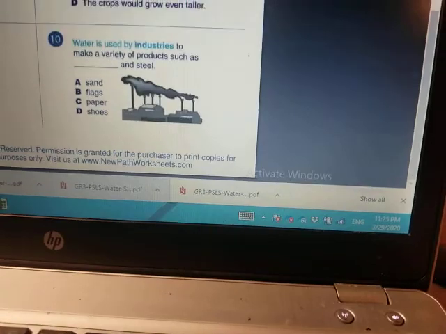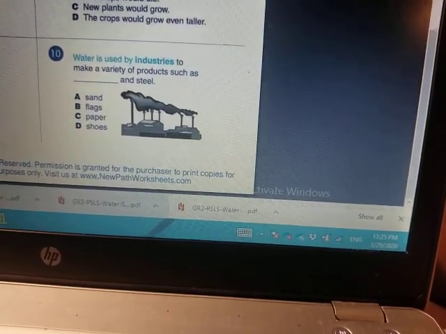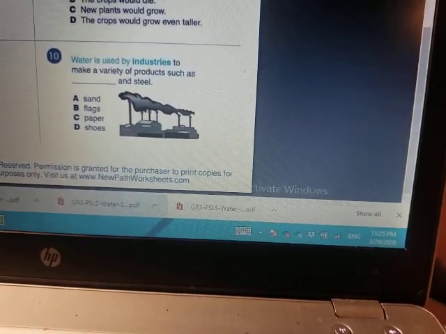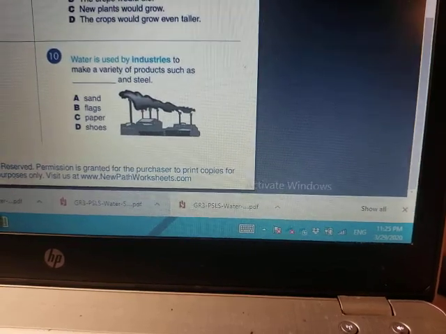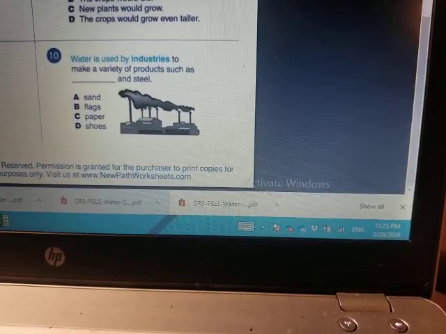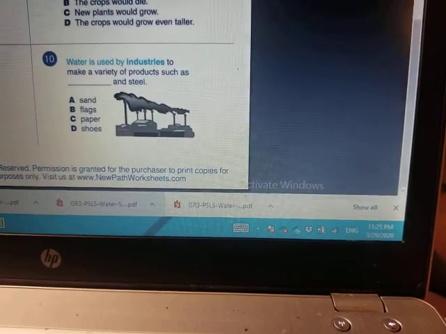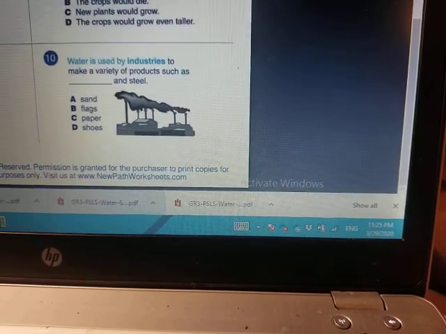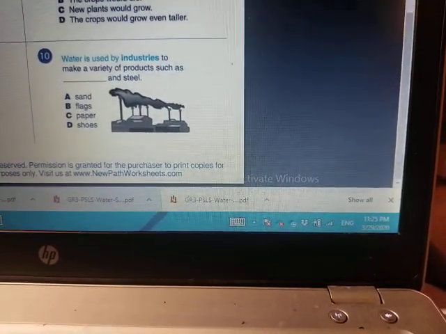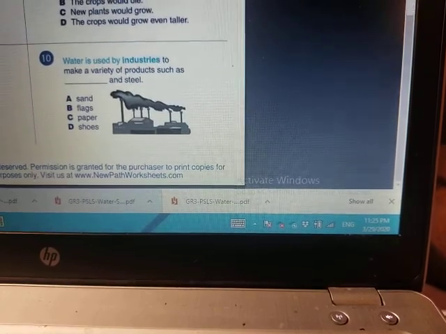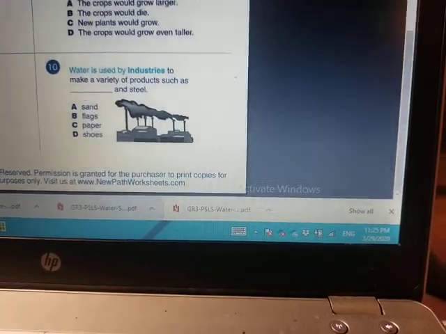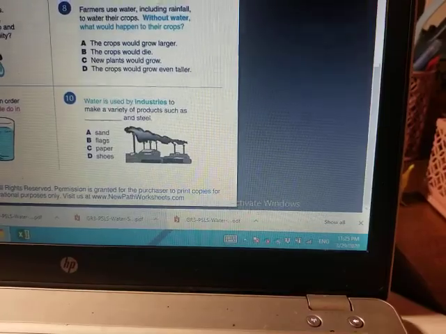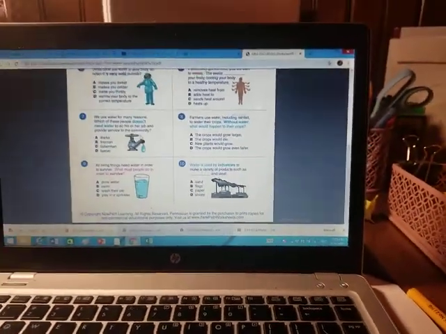And number 10, water is used by industries to make a variety of products such as blank and steel. What did they say in the story? If you don't know, go back. But it tells you steel and what else? Steel and sand, flags and steel, paper and steel, or shoes and steel. Which one uses water? Okay, and that's it.